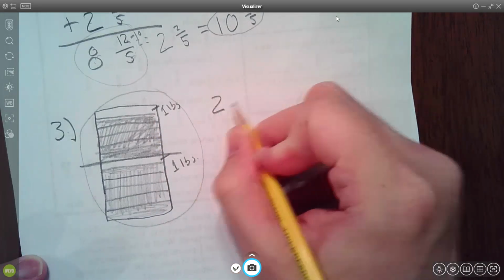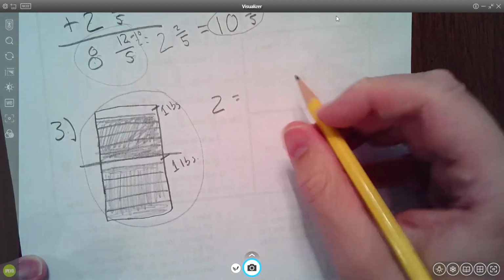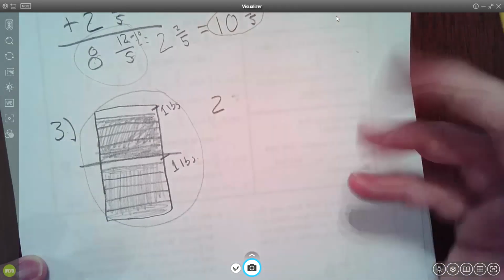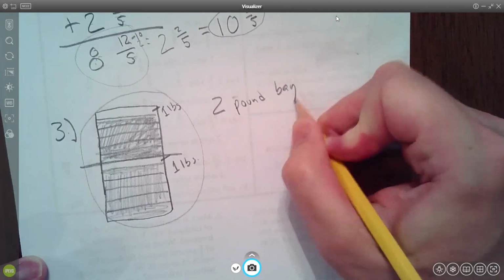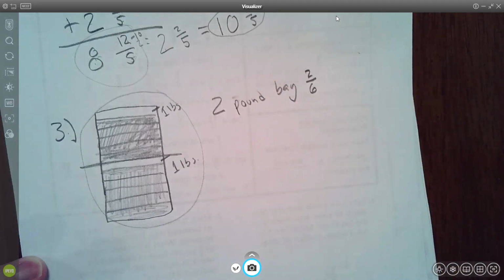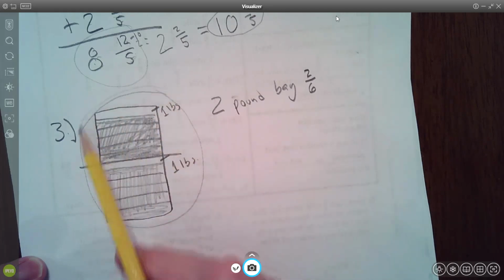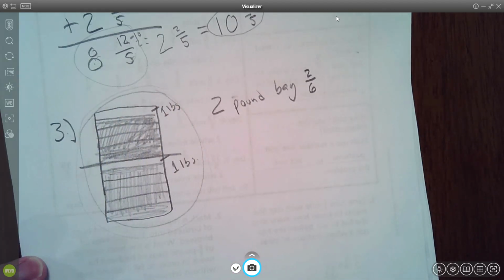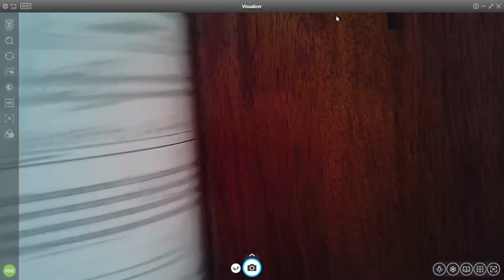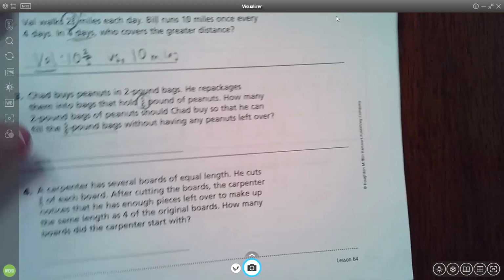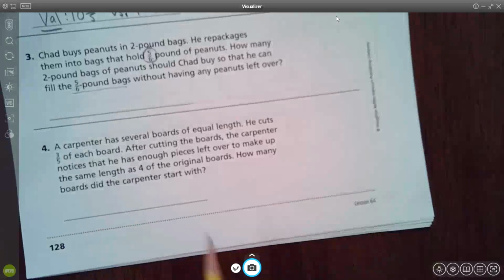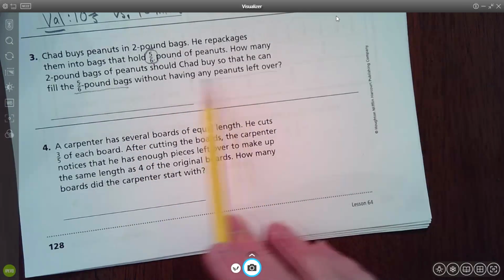So every 2-pound bag, well, this is going to be confusing if I just write 2 equals. So 2-pound bag, he's going to have 2/6 left over. Okay, so he wants to know how many big bags does he have to buy before he won't have any left over. Okay, so let's double check here. He's filling them up to 5/6. Okay, and let's see if he wants it nice and even without having any peanuts left over.